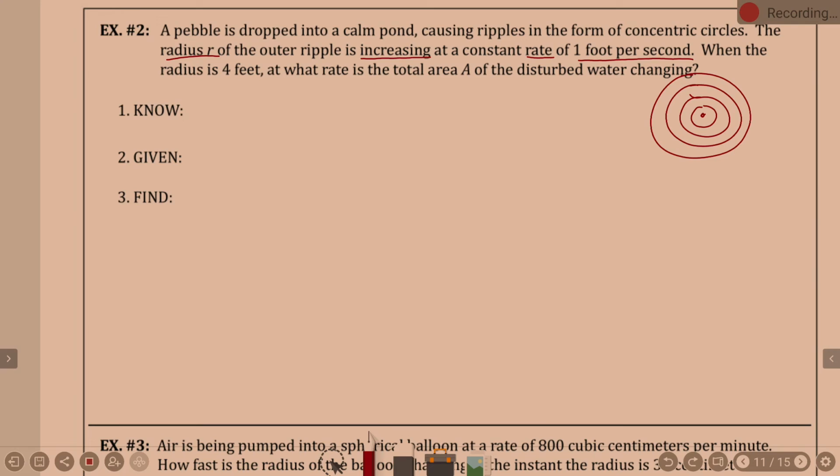Okay, dr/dt equals... I have this in the given section. I don't like the "known" section, I'll be honest. Because it's talking about the radius increasing at a constant rate, because they said rate, we're going to think dr/dt. And what is that rate? 1 foot per second. That's given, yes?